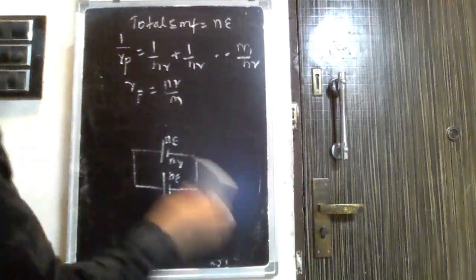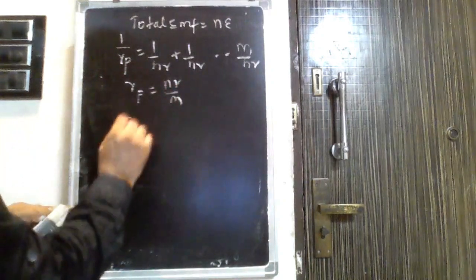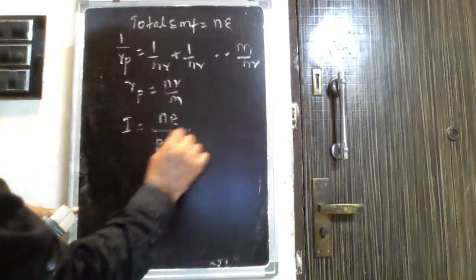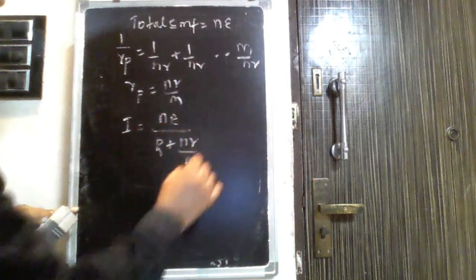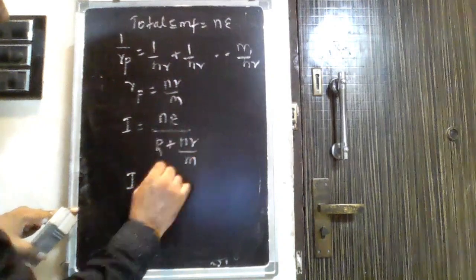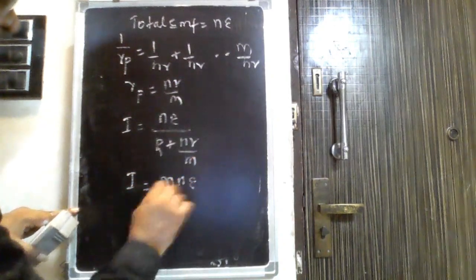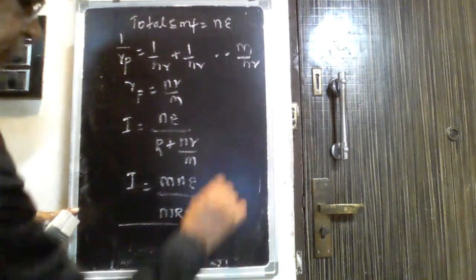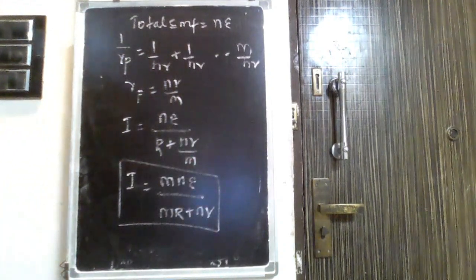Now add them together. The total current will be I equals EMF NE by total resistance, which is capital R plus NR upon M. Taking LCM once again, I get M goes up: I equals MNE by MR plus NR. So this is the formula for your current in case of mixed grouping, N cells in series, M cells in parallel. It's very easy because all cells have the same EMF.